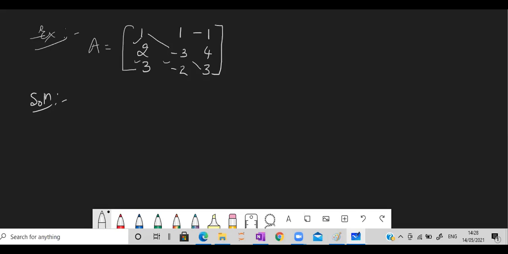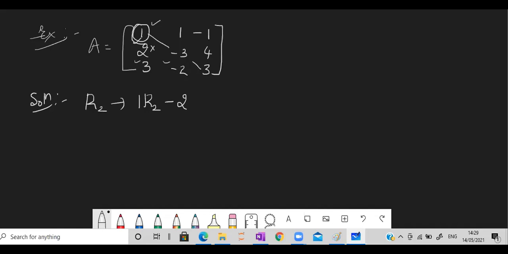First, we'll reduce this 2 and 3 to 0 with the help of this 1. So 2, which row is it lying in? Second row. So the operation should be for the second row. How to write it? R2 minus, which element do I want to make 0? 2 should be reduced to 0, with the help of this 1. Always reduce with the help of the diagonal element only.